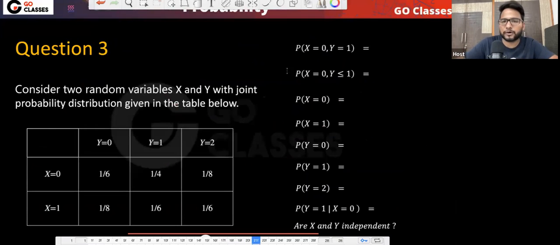Now let's just solve this particular question. Here they are saying, consider two random variables x and y with joint probability distribution given in this table. Now, do you remember there was one question?